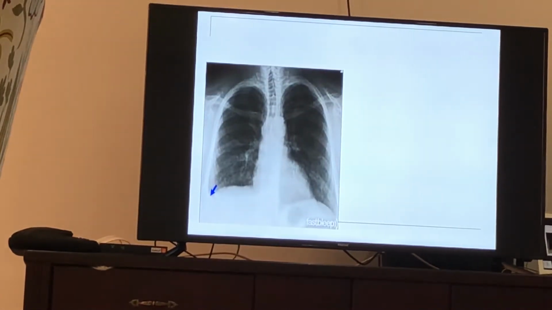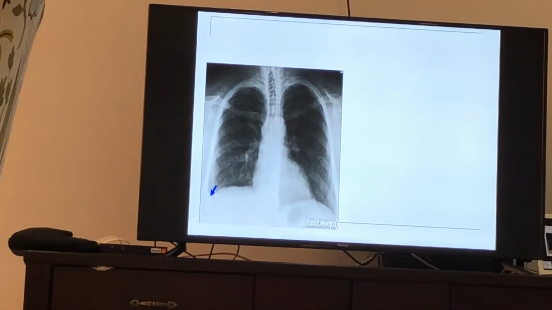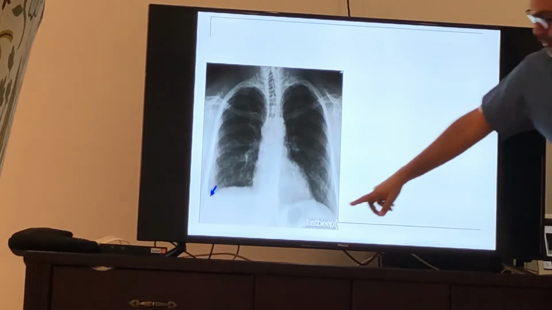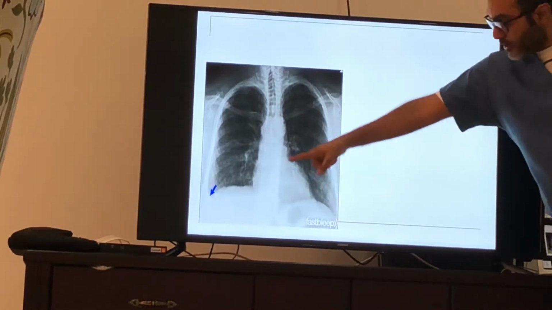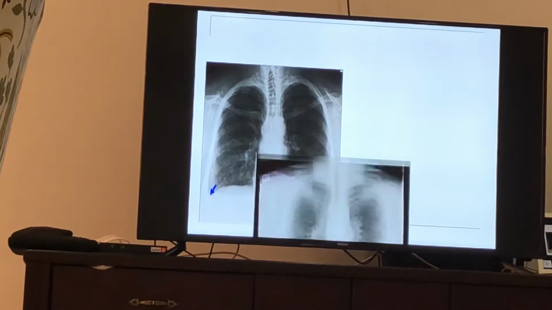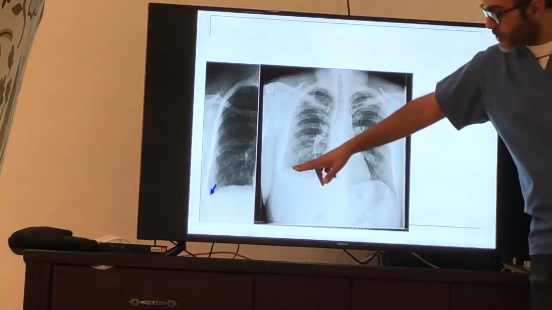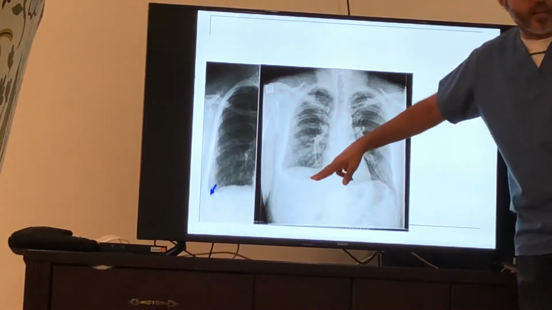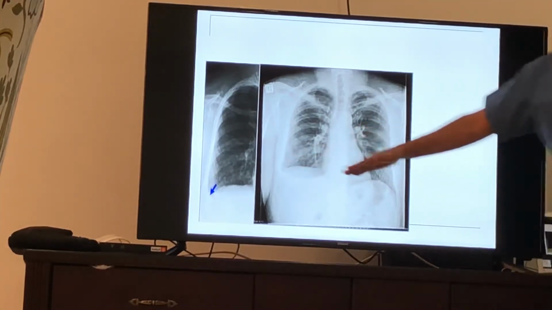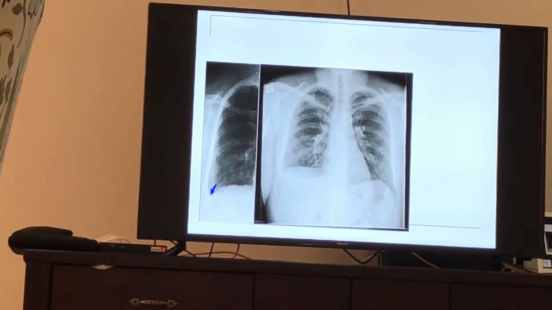What about this one? This is the obliteration of the costophrenic angle. When you look at the pleura, this is called obliteration. You can visualize the angle here, but the angle here is not visualized, and if it gets worse, this is what we call effusion. So effusion is either obliteration of the right costophrenic angle or subpulmonic effusion. When you can actually see the diaphragm, but there's a meniscus sign, this is called subpulmonic effusion.